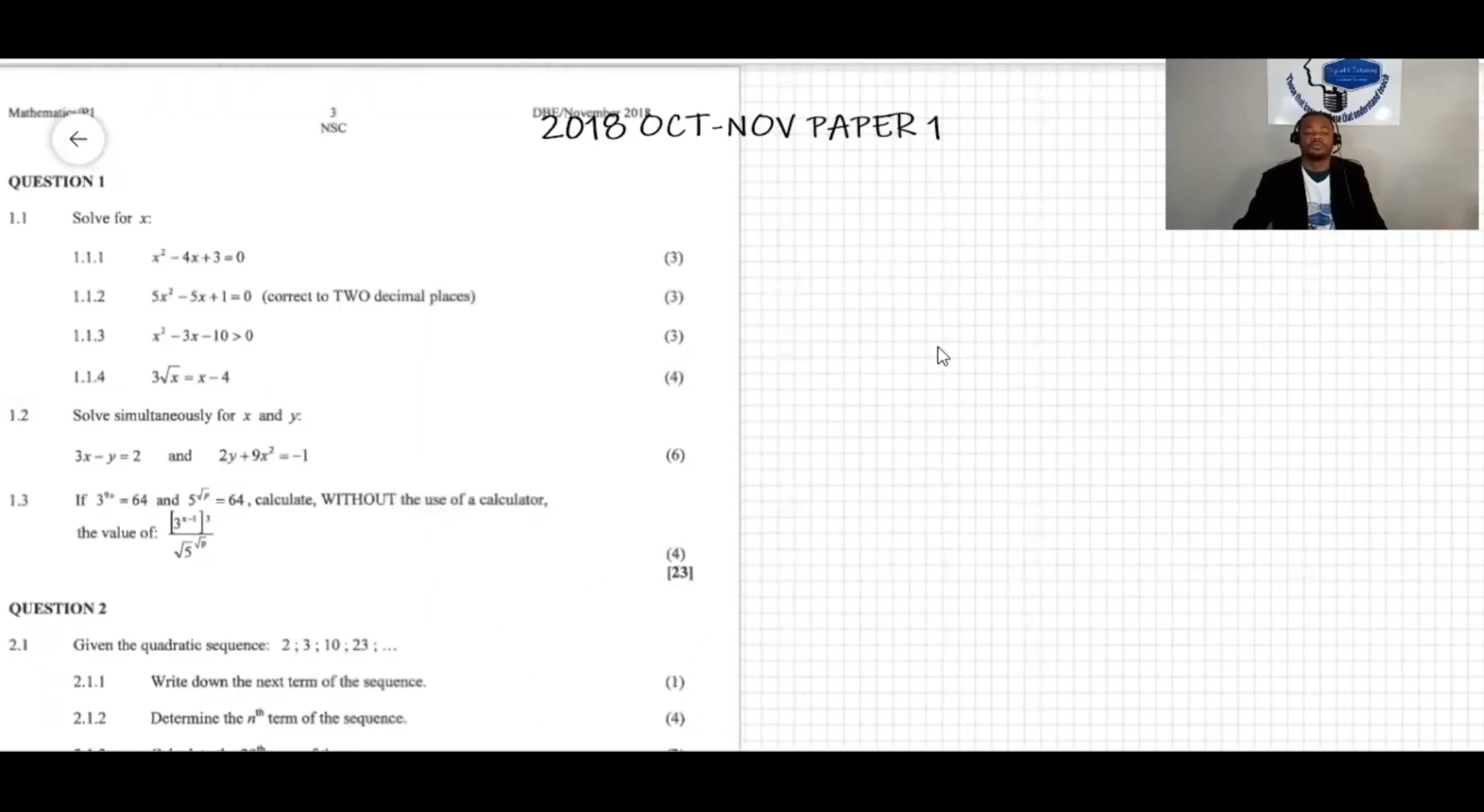Well, we're doing question 1.1. Let's say solve for x. Now we're going to do question 1.1.3 because in the previous video we did question 1.1.1 and question 1.1.2. Question 1.1.3 says x squared minus 3x minus 10 is greater than 0. This is an inequality, okay?